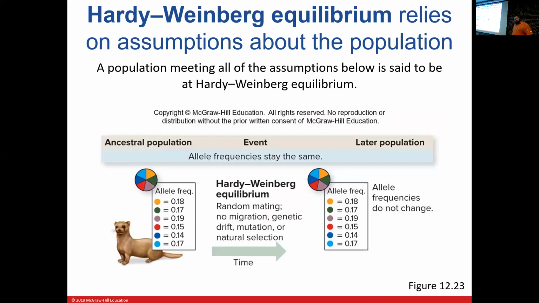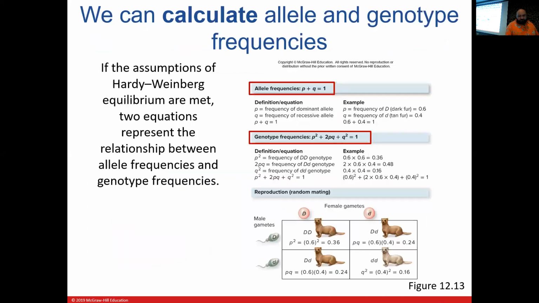In order for this to work, though, it requires a number of very specific assumptions. A population meeting all the assumptions below is said to be at Hardy-Weinberg equilibrium. Here are the basic ones: you need to have random mating, no migration, no genetic drift, no mutation, and no natural selection. That's what is going to cause Hardy-Weinberg equilibrium. So if you don't have those things acting, you're not going to have a change in the population, right?